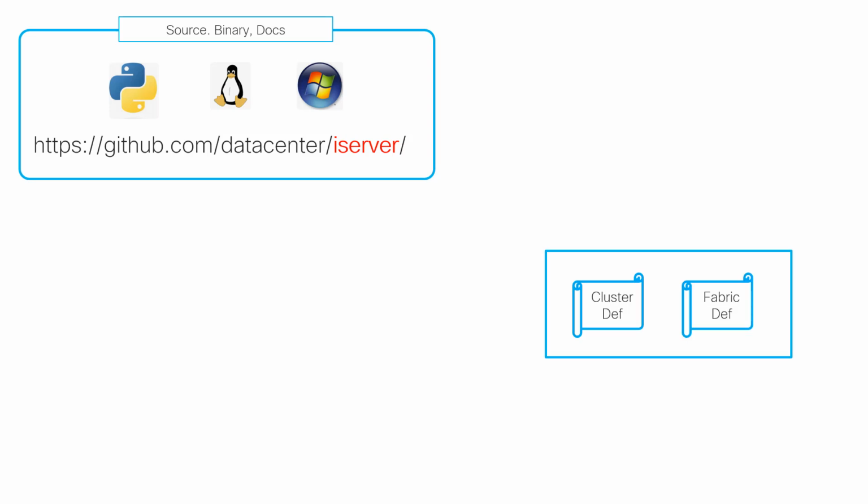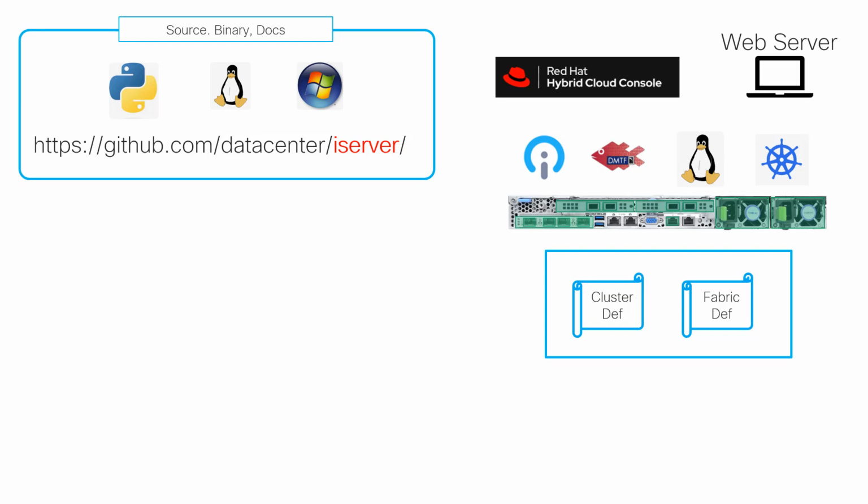You will need to define an intent, your input for cluster definition as well as for fabric definition. The cluster definition input files are used to interact with Red Hat's hybrid cloud console. They also define how to access, upload, and download the files from the web server. Last but not least, they define which servers, and how to control them, will be used for OpenShift bare metal installation.